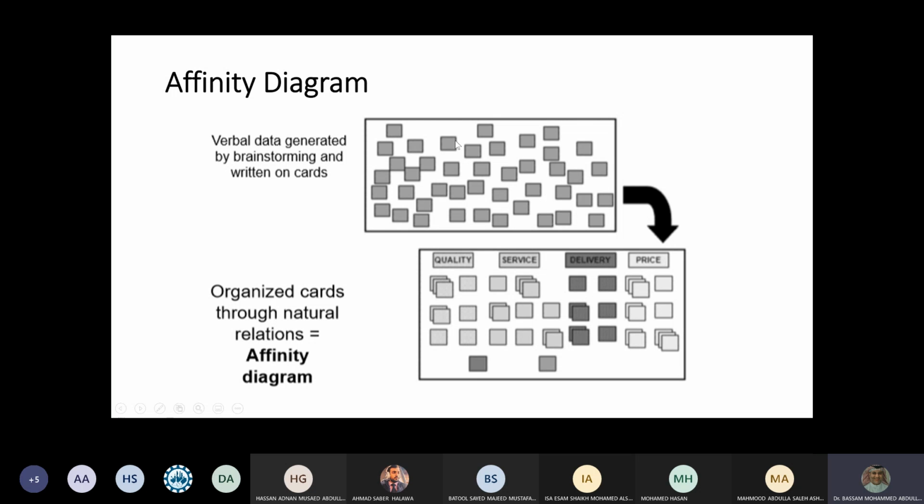So you have the affinity diagram that you can see here. Variable data, very scattered, and then they organize it. So, talking about products, you always can.